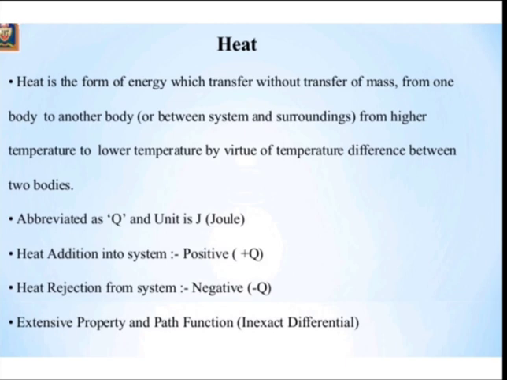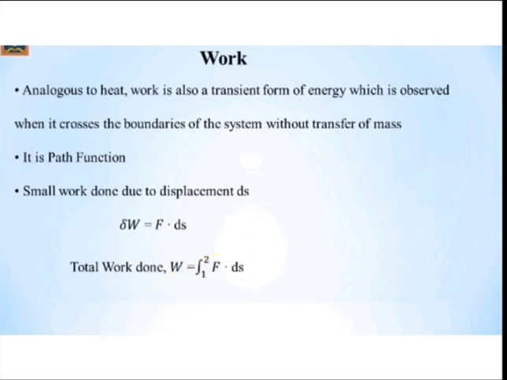Then our next point is work. Analogous to heat, work is also a transient form of energy, which is observed when it crosses the boundaries of the system without transfer of mass. And again it is a path function. So work and heat are path functions which do not depend upon the set of variables such as P1, V1 and T1.